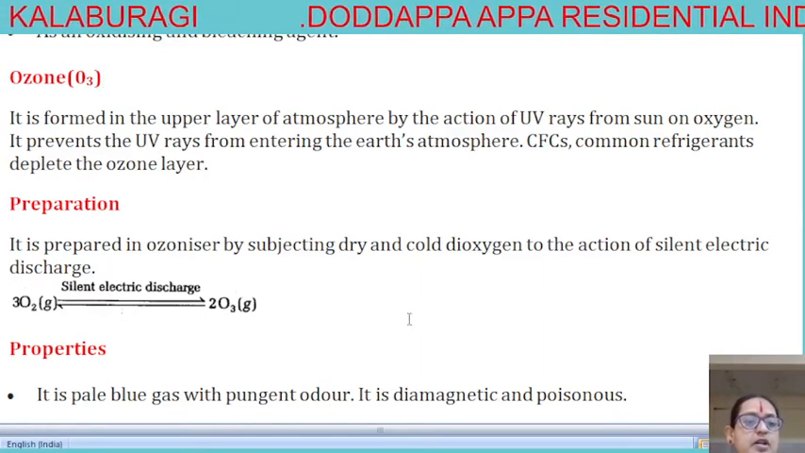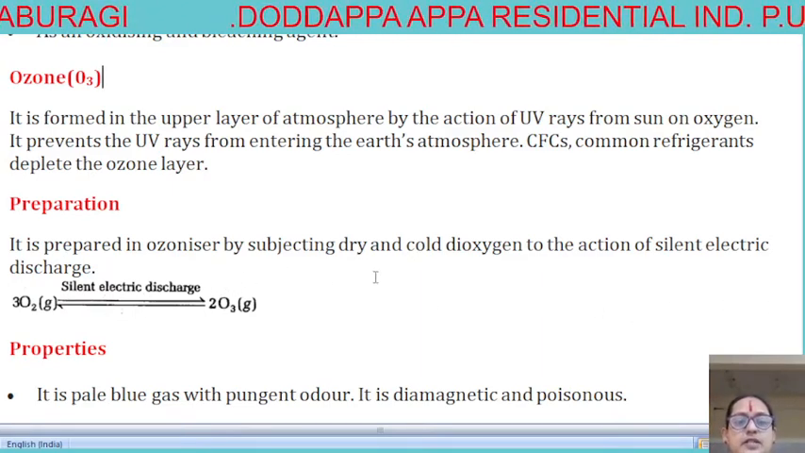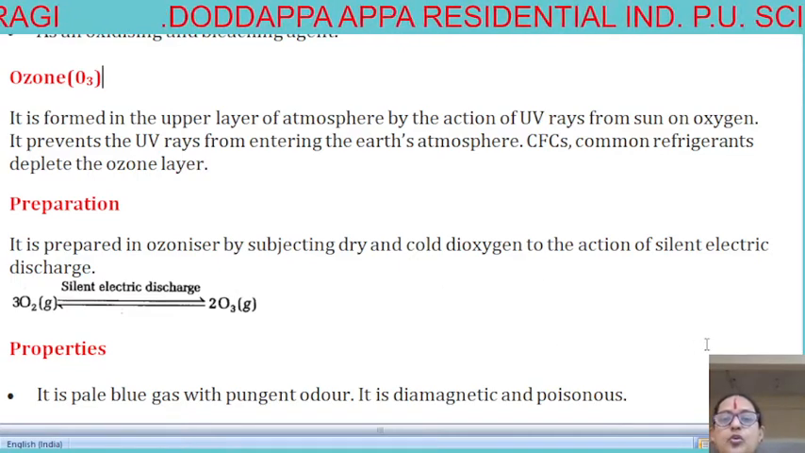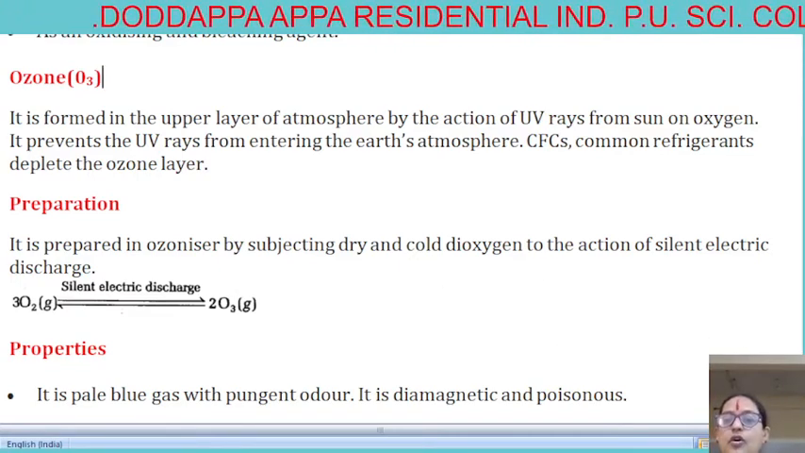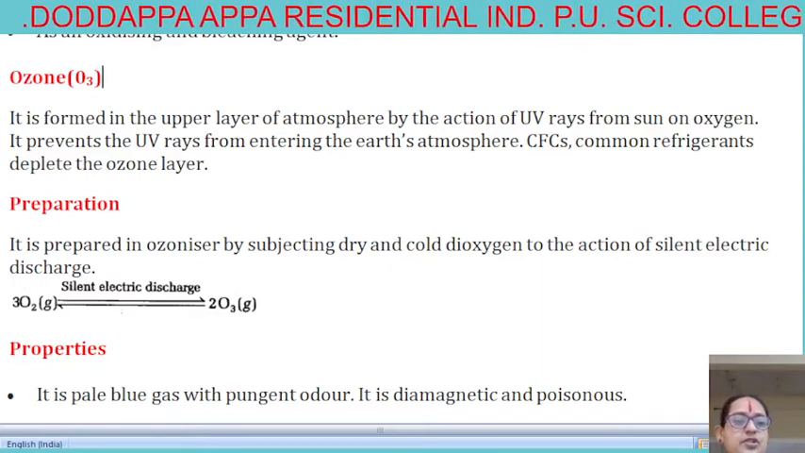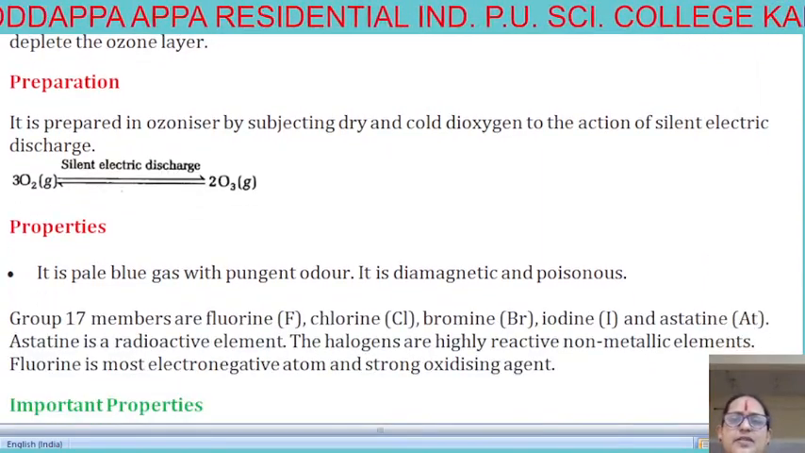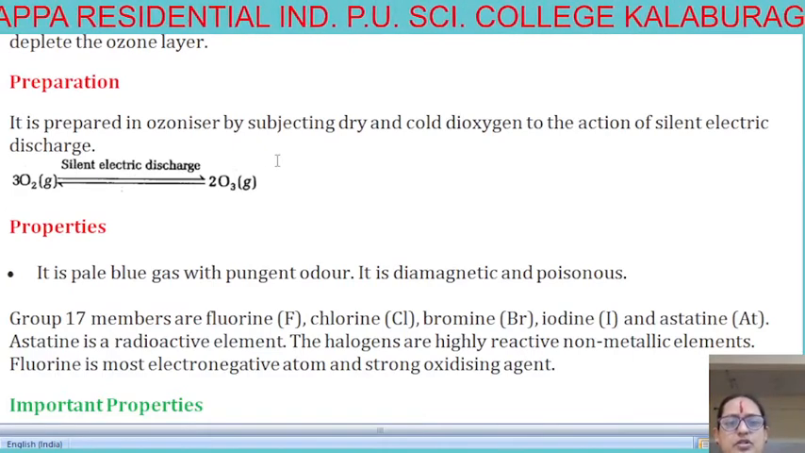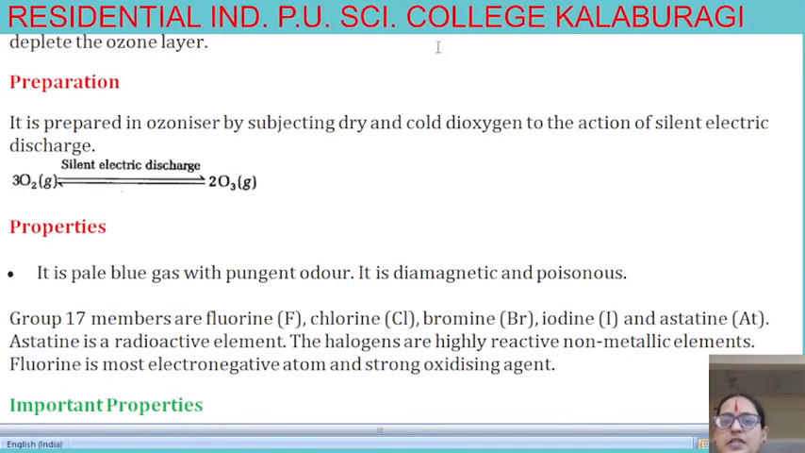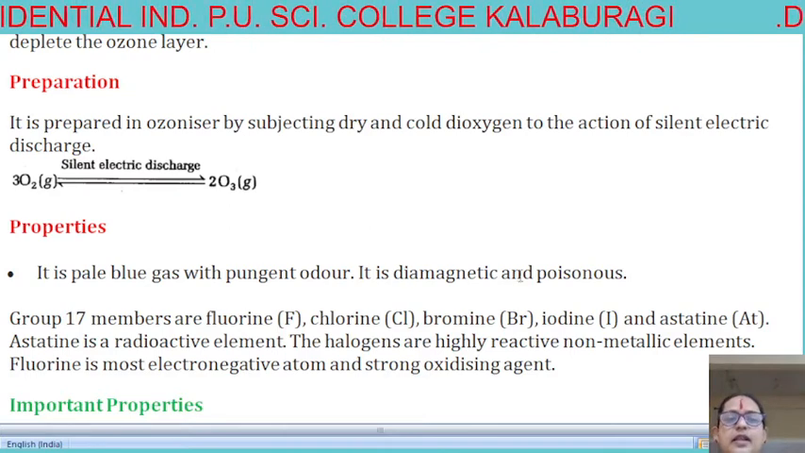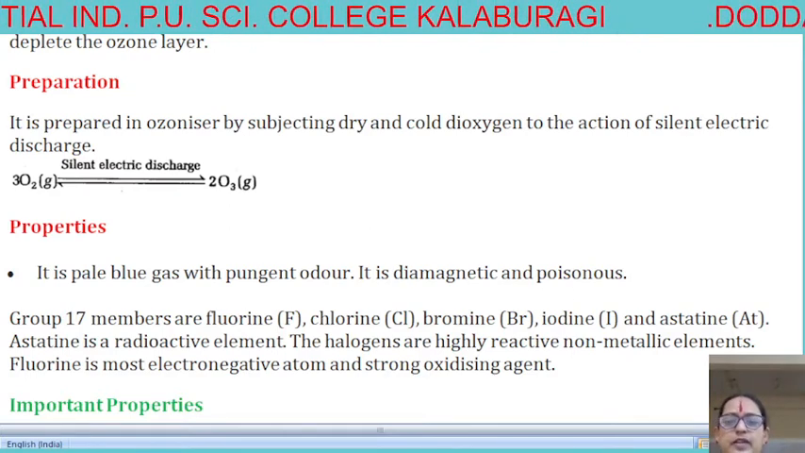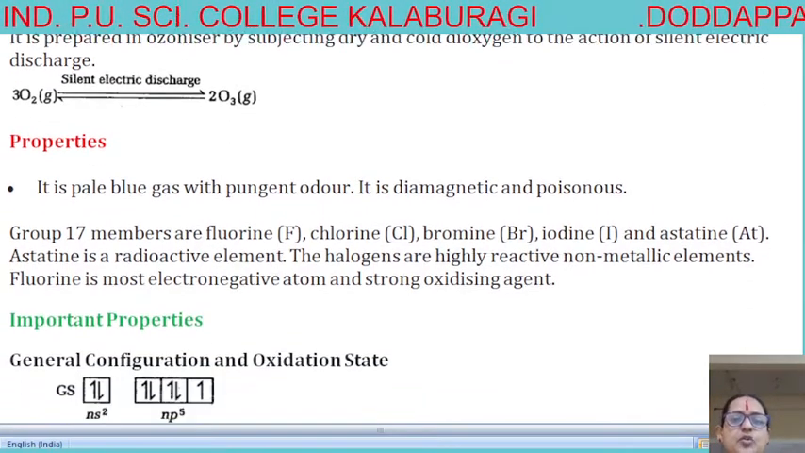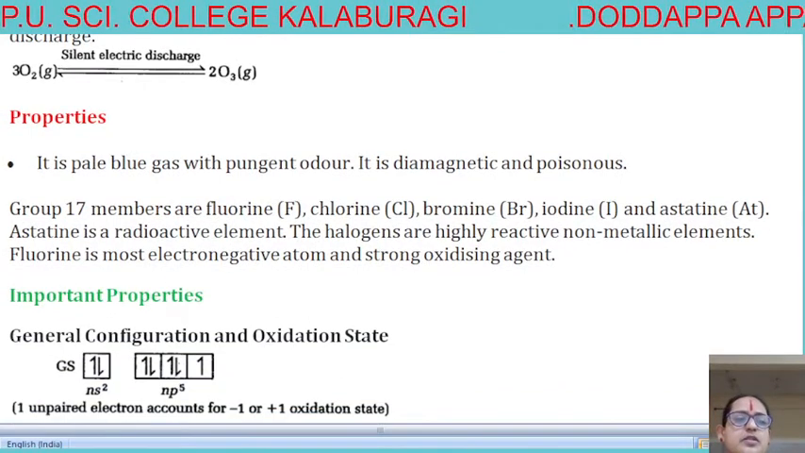Next is preparation. It is prepared in an ozonizer by subjecting dry and cold dioxygen to the action of silent electric discharge. Here, due to the discharge, the oxygen O2 is separated into nascent oxygen. That nascent oxygen combines with oxygen to form ozone. Let us look at its properties now. It is a pale blue gas with a pungent odor. It is diamagnetic and poisonous.